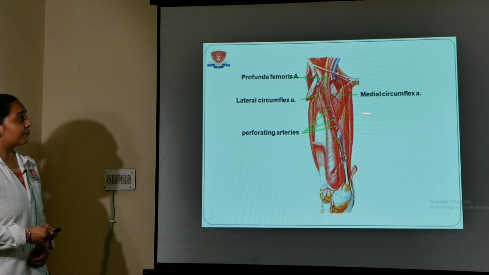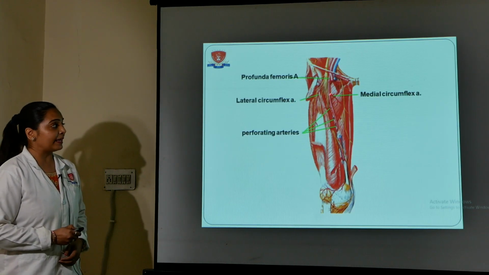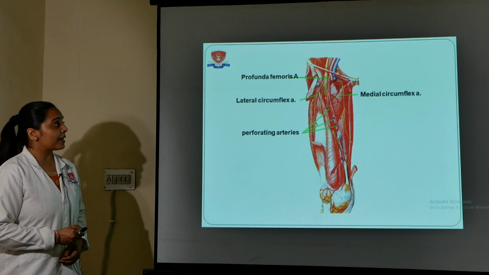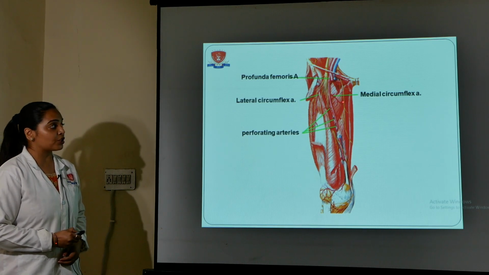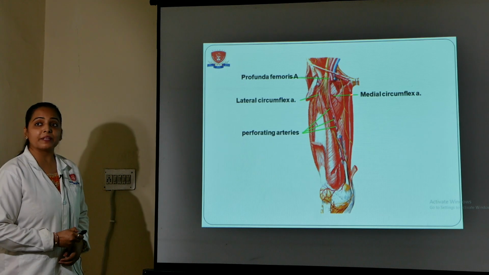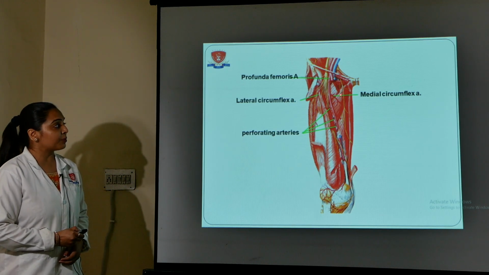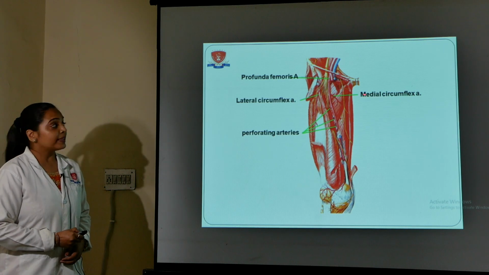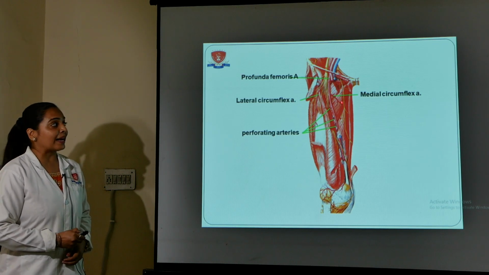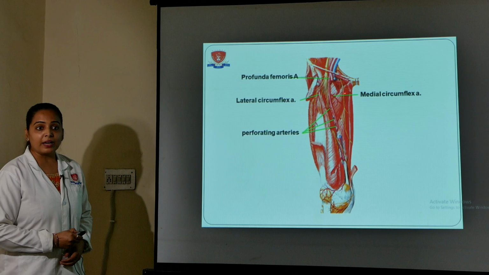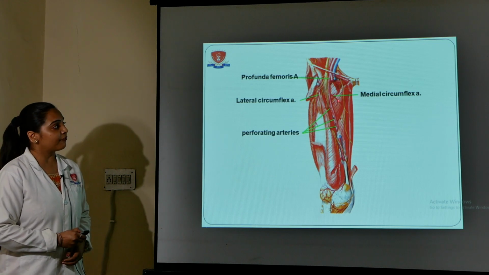Now the medial circumflex artery is given on the medial side. It runs just between the pectineus and psoas major muscles medially, and it gives off 3 branches: an acetabular branch upwards, and an ascending and a transverse branch. These branches run upwards and they supply the greater trochanter and the head of the femur.